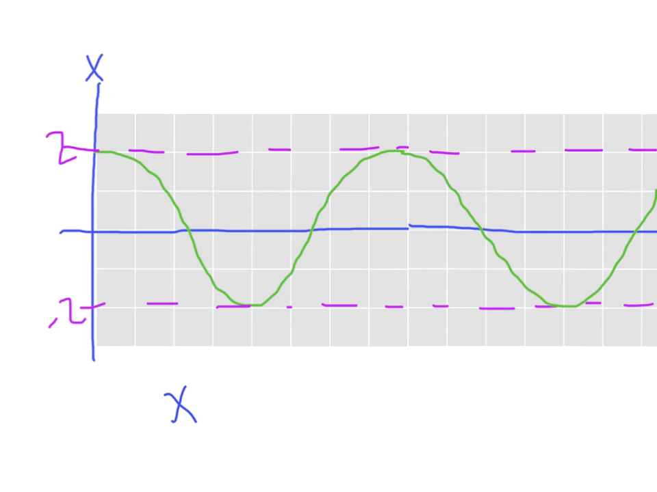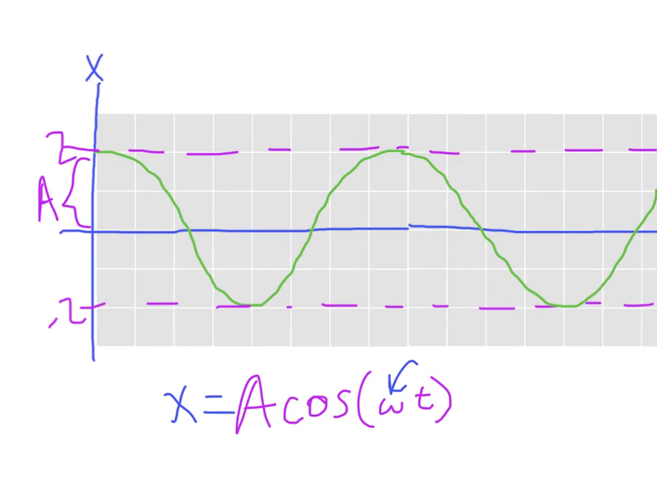We have x, which is the quantity that's oscillating, such as pressure, is equal to the amplitude, which hopefully you remember is the distance from the peak or the trough to the equilibrium point. Represent this as A, times cosine of omega t.